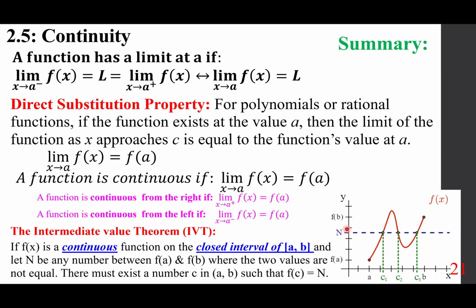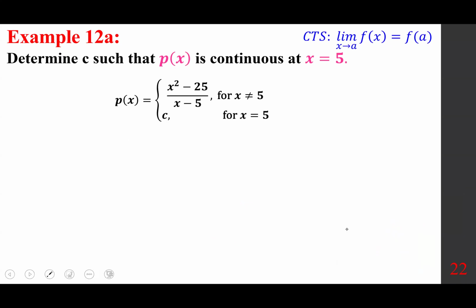And sometimes we use that to find zeros of a function. Now, let's look at this example. Determine C such that P of X is continuous at X equals 5, reminding everybody CT is short for continuous, as the following definition: the limit of f of X as X approaches A must be equal to f of A.